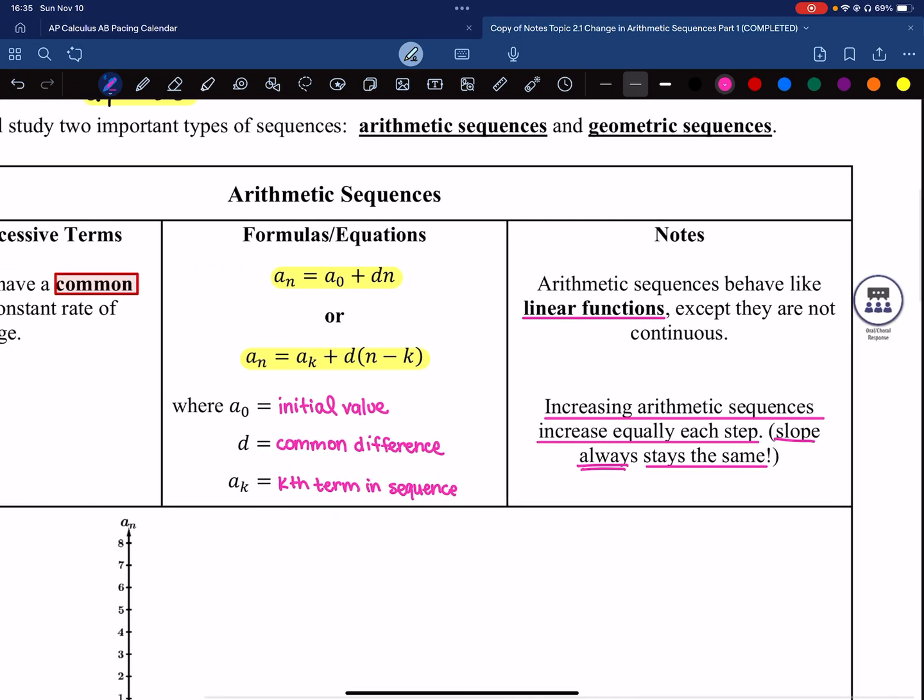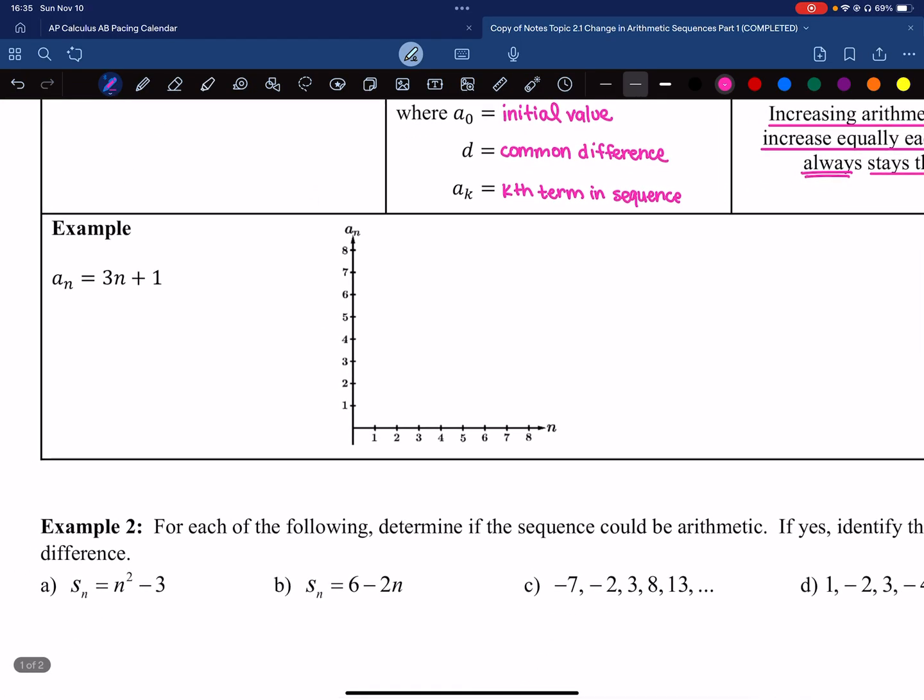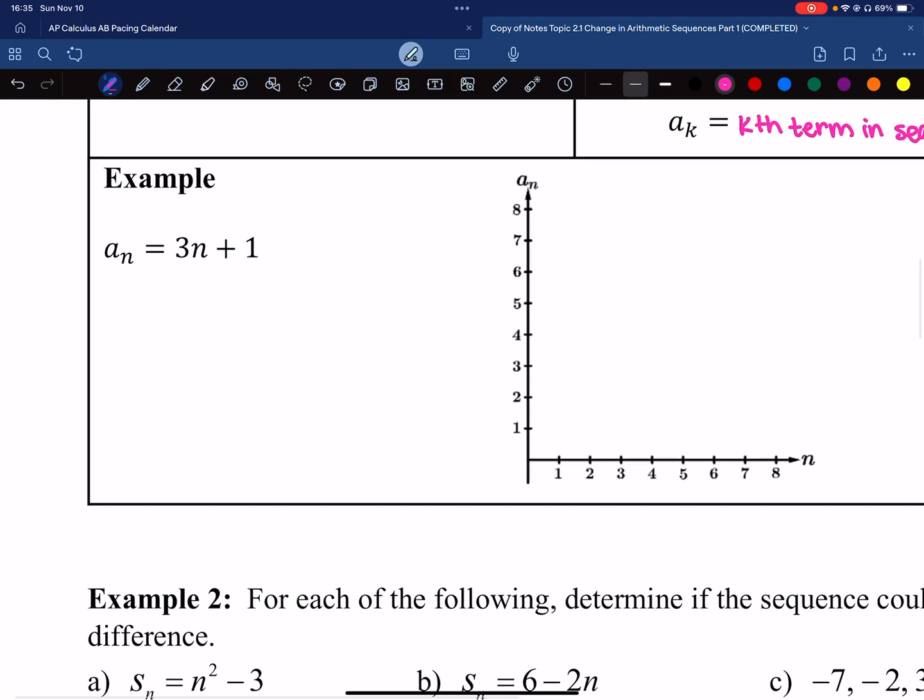Okay. So here we go on our first example. What we want to do is plot some points to get this graph. So we need to plug in some values. First, let's plug in 0. If we find a sub 0, that means we would take 3 times 0 plus 1. That would be 0 plus 1, which is 1. So we would have a point at 0, 1. The input value was 0. The output value was 1.